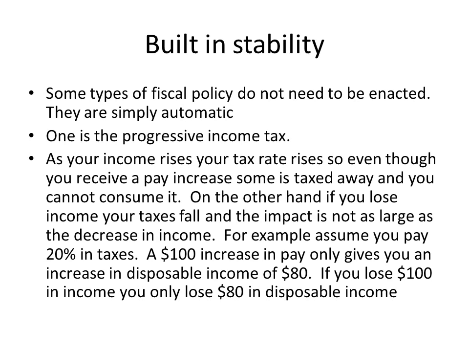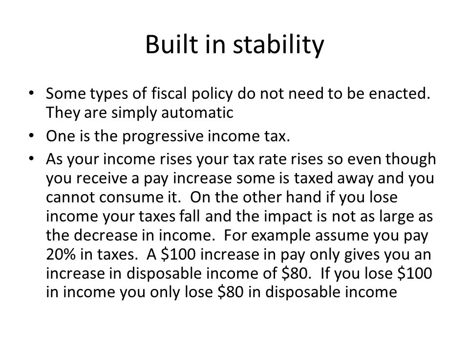What about things that we don't need to change but may affect the economy? Well, these are called automatic stabilizers, and they create built-in stability. Sometimes fiscal policy does not need to be enacted, it's simply automatic. One is a progressive income tax. As your income rises, your tax rate rises, so even though you receive a pay increase, some is taxed away and you cannot consume it.